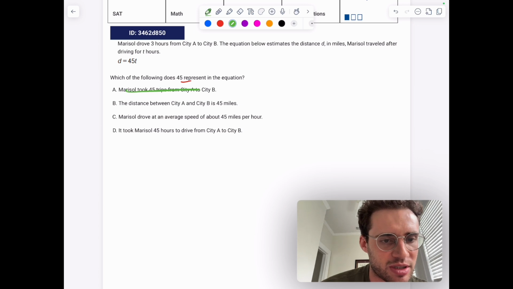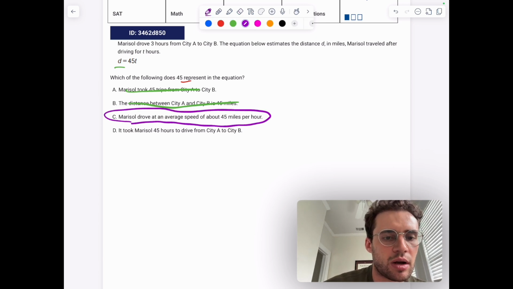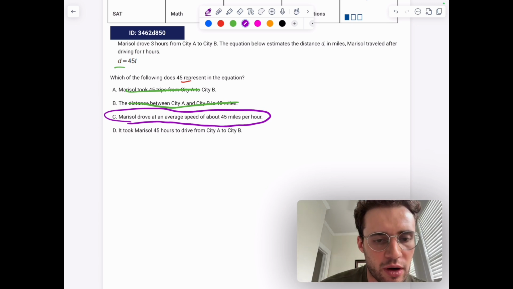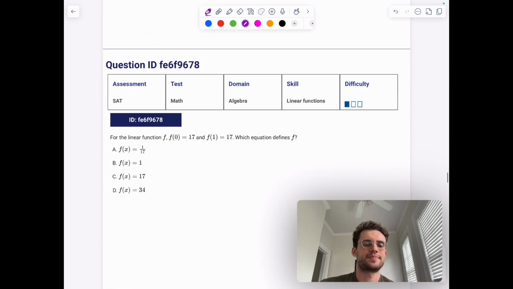So, Marisol took 45 trips. That's not the number of trips. The distance between A and B is 45 miles. No, the d is on the other side. Marisol drove at an average speed of 45 miles per hour. All right, that makes sense. You do the average speed times the time to get the distance. And it took Marisol 45 hours. No, the time would be the number of hours. That's what you're multiplying 45 by, so it would be C.